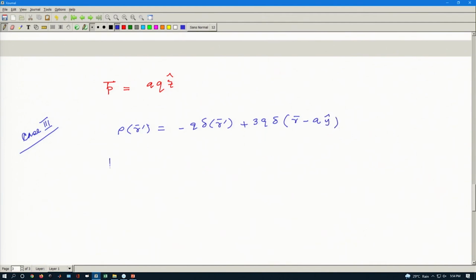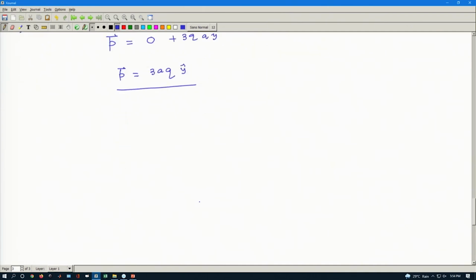Okay. So, from here I can simply write my result, and my result is minus q, it will be delta functions, it should be 0 contribution, and it should be plus 3q and whatever the value I have here, that is a y unit vector. So, my final value is simply 3 a q y unit vector. So, this is the value of the dipole moment for case 3.